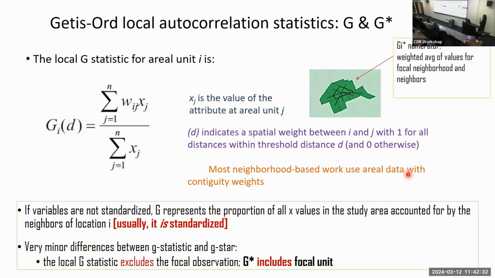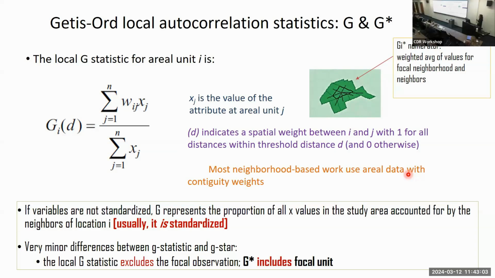And so now we've got our neighbors defined, we have our weights matrix, now we're ready to calculate this. I'll start by saying this here is the formula for the G statistic. The G statistic and the G star are very similar. The only difference is that the G statistic excludes the focal observation and only computes the spatial lag of neighbors' values, and G star includes the focal unit.